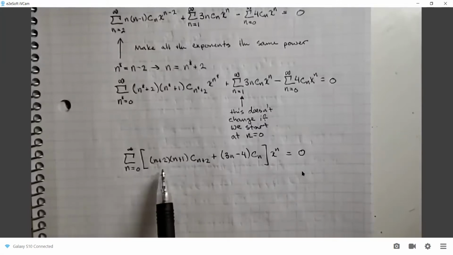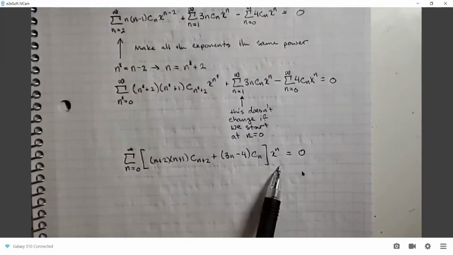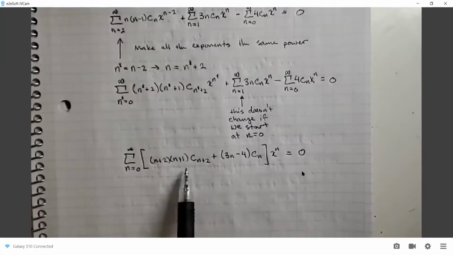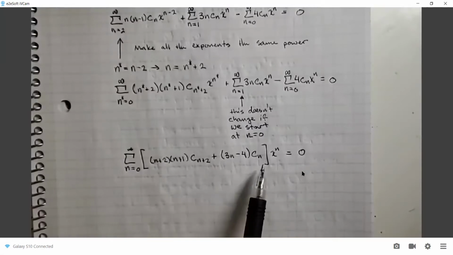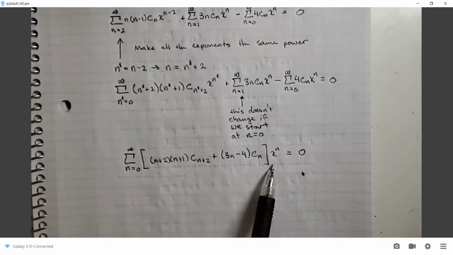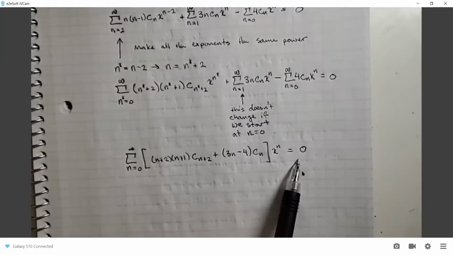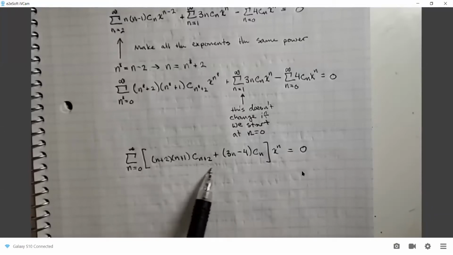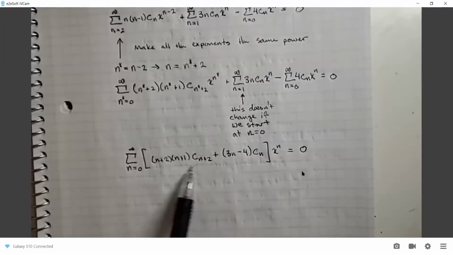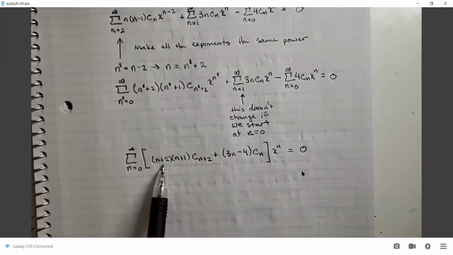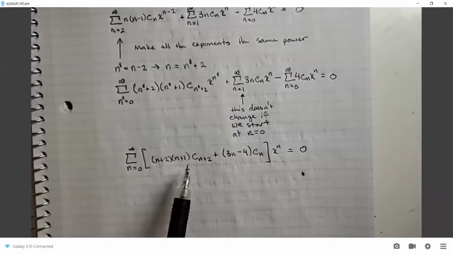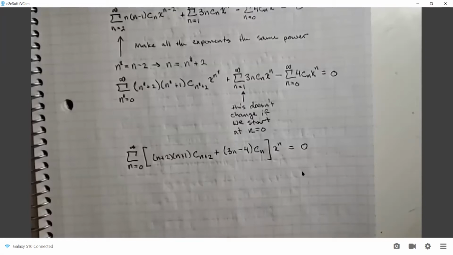Basically, if we were to expand this, this would be some junk times x to the 0 plus some other junk times x to the 1 plus some other junk times x to the 2 plus some other junk times x to the 3, and so on. And then all of that is supposed to be equal to 0 no matter what x is. So the only way for that to be true is if each of the individual coefficients is 0. Each of the stuff in the brackets is 0 if n is equal to 0 or 1 or 2 or 3 or 4. So what we can do is just set this thing equal to 0, and that's our so-called recursion formula.